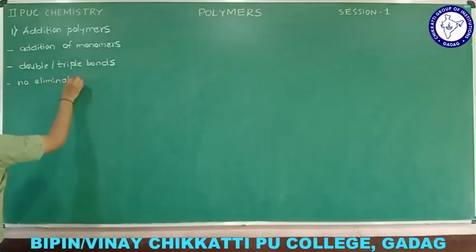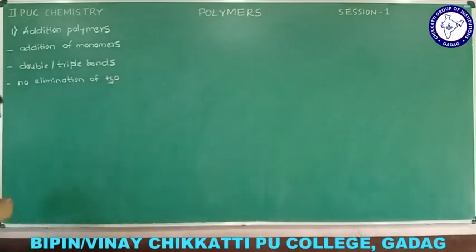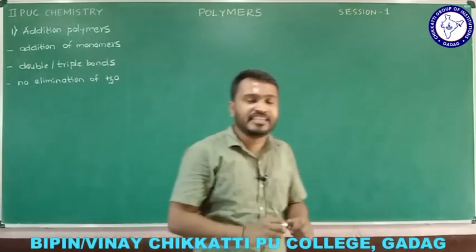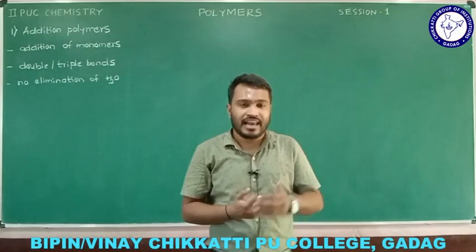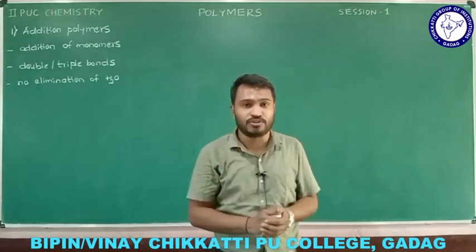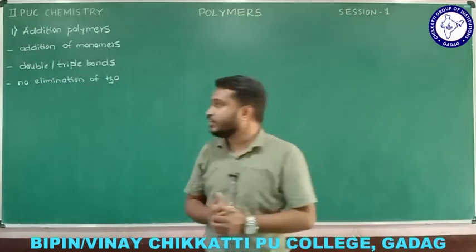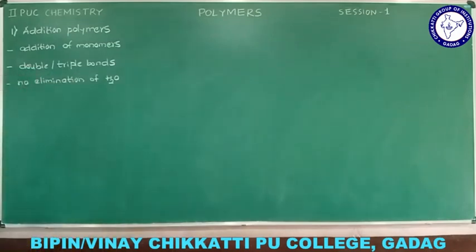And try to know here, there is no elimination of simple molecules like water. When two monomers are going to combine in addition polymerization, there is no elimination of simple molecules like water, ammonia, etc. Usually in most of the cases we are going to see water as the eliminating molecule. So these three are the keywords while explaining the concept of addition polymers.